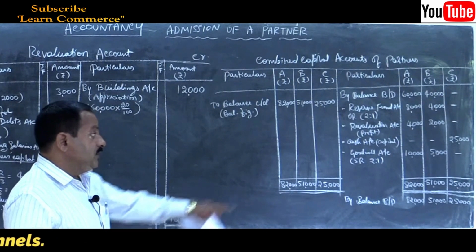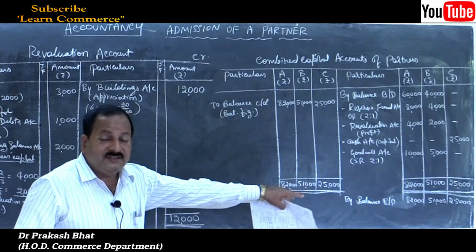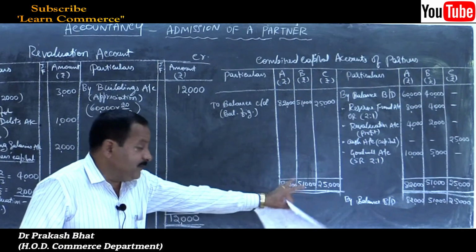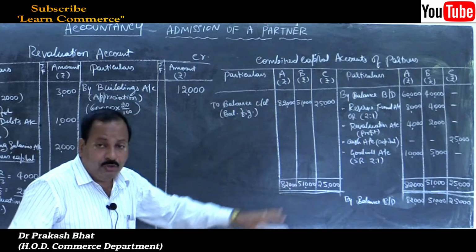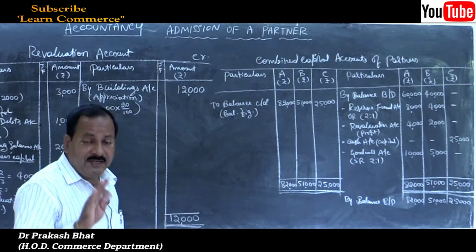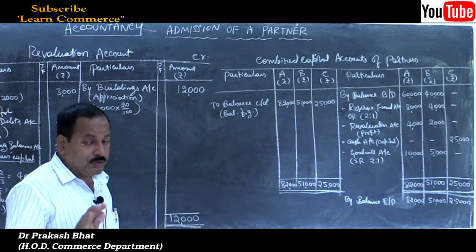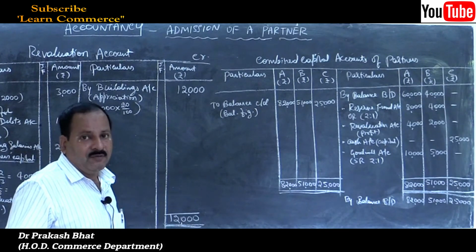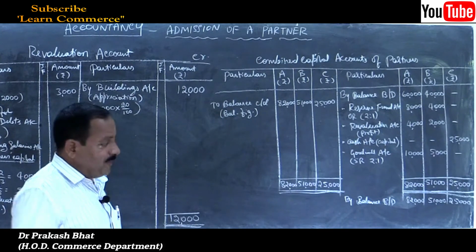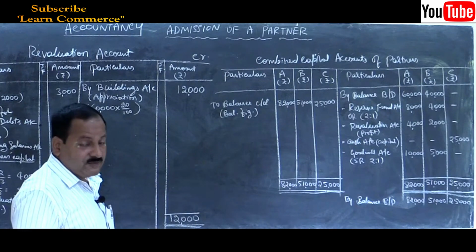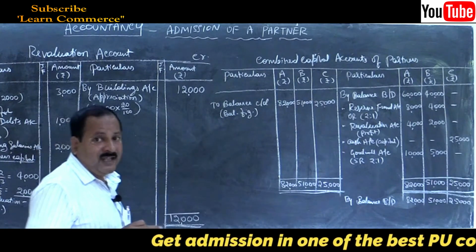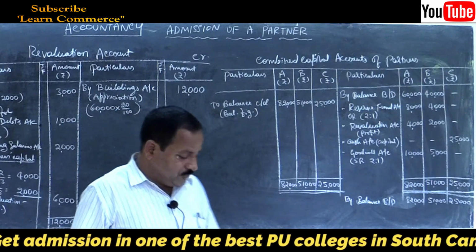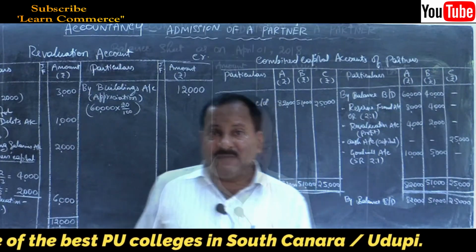So, don't draw lines again, let it be blank. After writing this balance brought down, don't draw the line, let it be open. It is not total, it is the balance brought down. Remember, students have the habit of drawing one line again, so don't draw it. So this is about combined capital accounts, and let us move on to the last part, that is balance sheet.